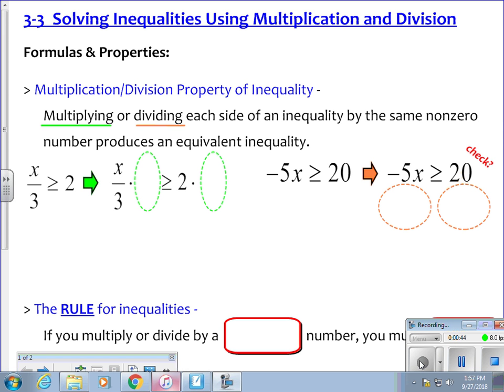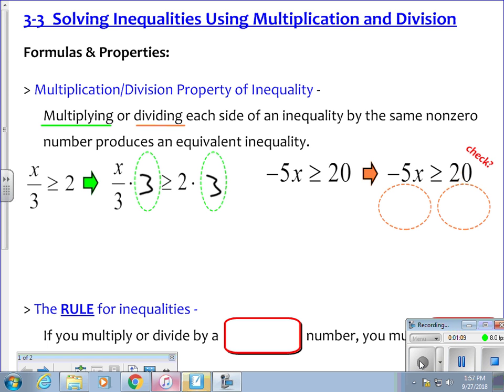So if I look at this first problem, x divided by 3 is greater than or equal to 2. Remember, we want to get x by itself. What do we do? We multiply both sides by 3 because it's x divided by 3. The opposite of dividing is multiplying. So I multiply both sides by 3. That's the step I do to solve the problem, just like a regular equation, same step.